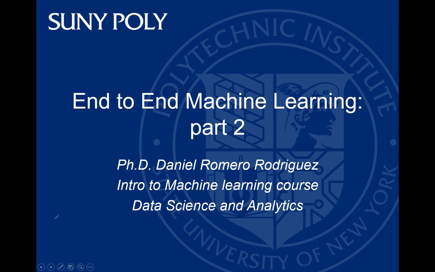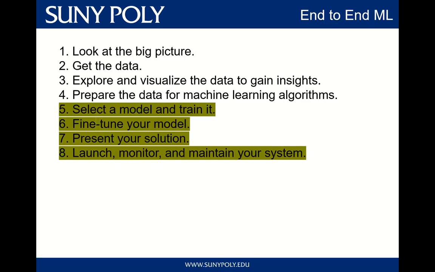Hi, in this lecture, we're going to continue discussing the end-to-end machine learning process. During the first part, we went over the first four steps. Remember, defining the problem. Then we talked a little bit about data collection and all the characteristics of good data. So now we're going to continue.